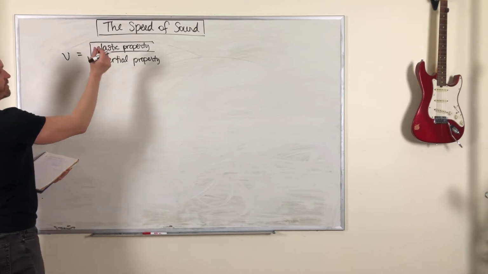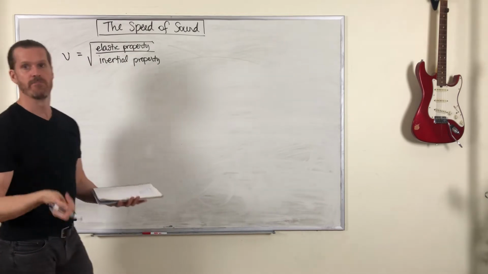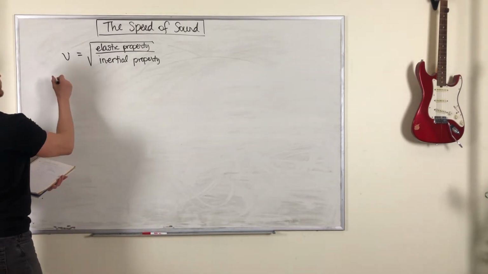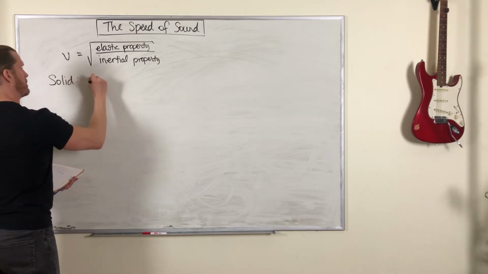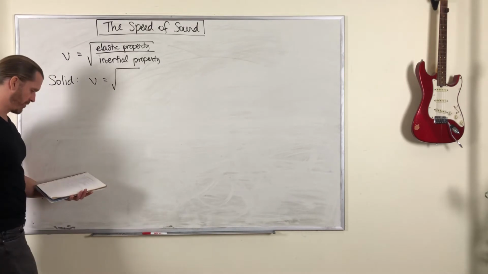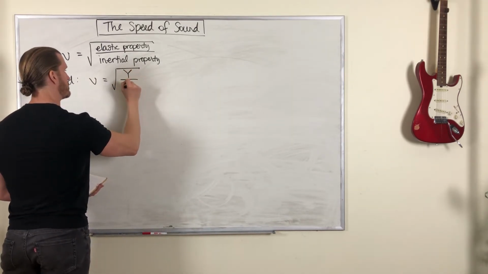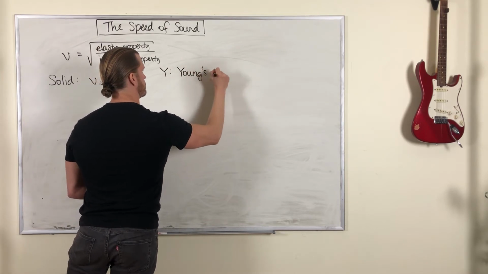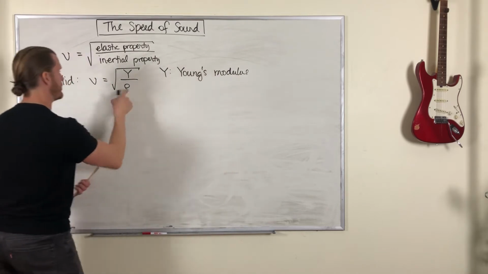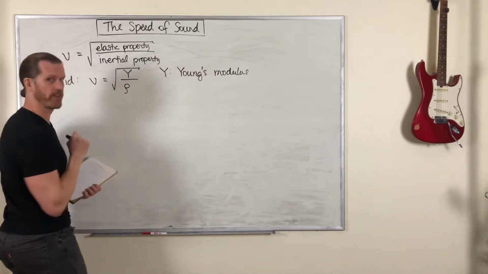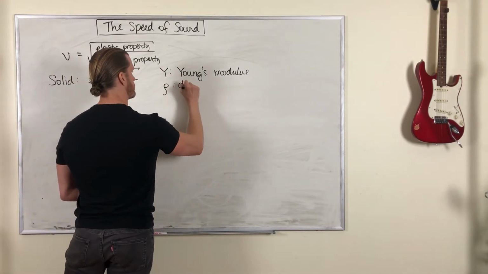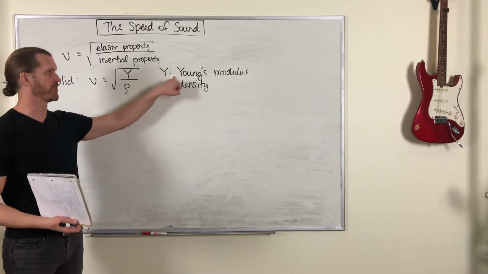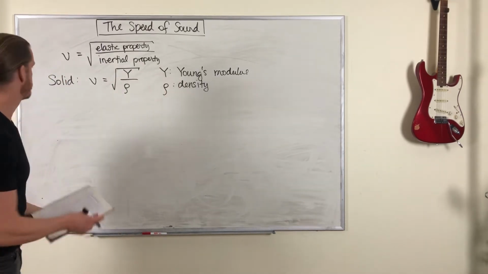And for solids, liquids, and gases, we have different ways of measuring these elastic properties and inertial properties. For a solid, this elastic property is called Young's modulus. And the inertial property is the density of the material. We use Greek letter rho to represent density. So if you want to know what the speed of sound is in any solid material, you go look up the Young's modulus for that material, you look up the density, and now you can calculate it.